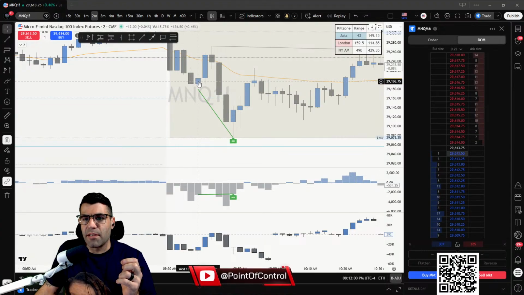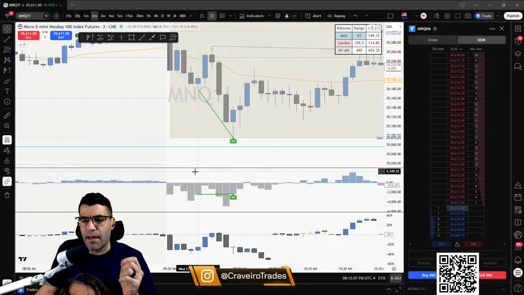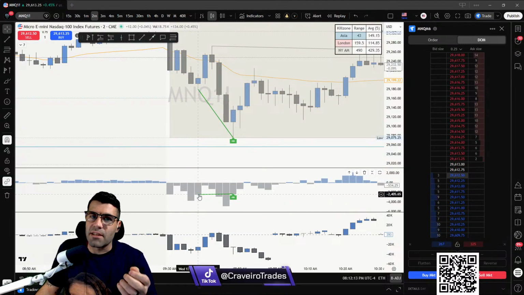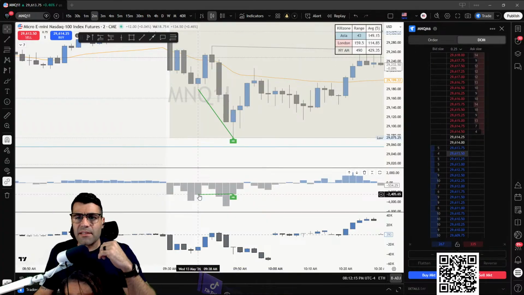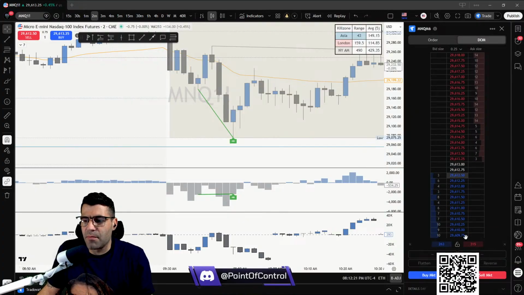Now look at price, it wicked lower on the next 2 minute candlestick, but moving down to this histogram, what did we do? We formed a higher low. So that's our first indication of buy-side resistance, right? Passive absorption. It's not exactly present at all times on the depth of market.